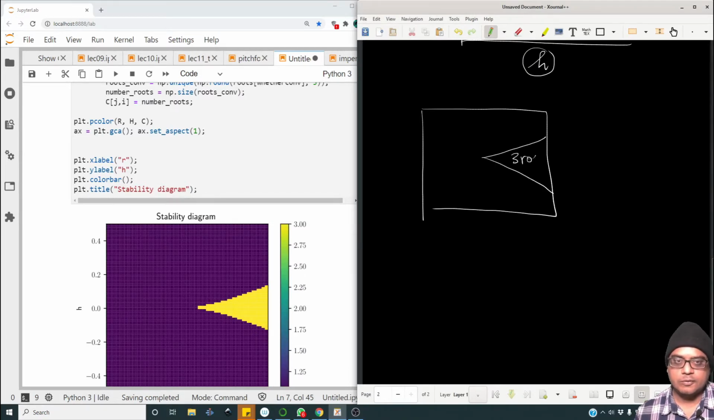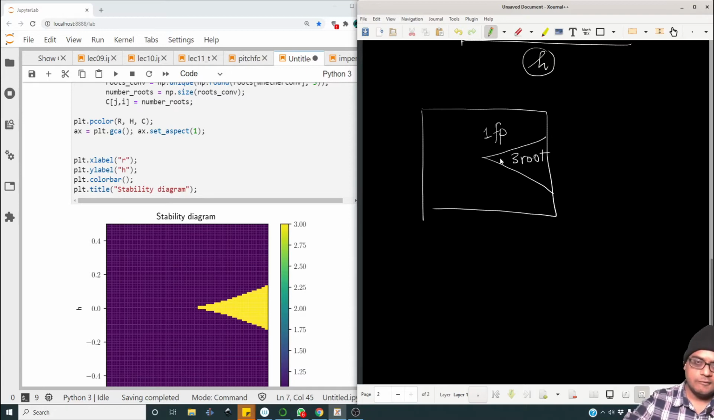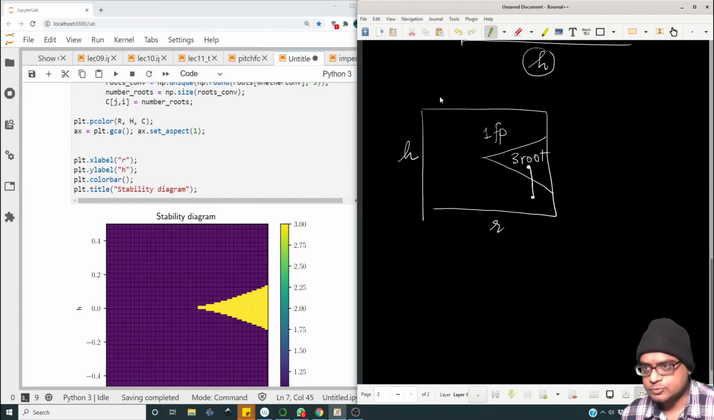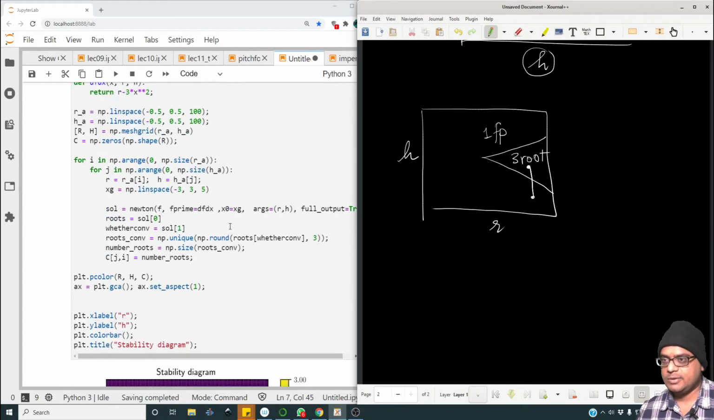There are 3 roots over here, or 3 fixed points over here, and there is 1 fixed point. Okay, something happens when we transit from a parameter space over here which has only 1 root to over here which has suddenly 3 roots. And now we are more interested in the stability of the roots. So now let us proceed to probe the stability of the roots.